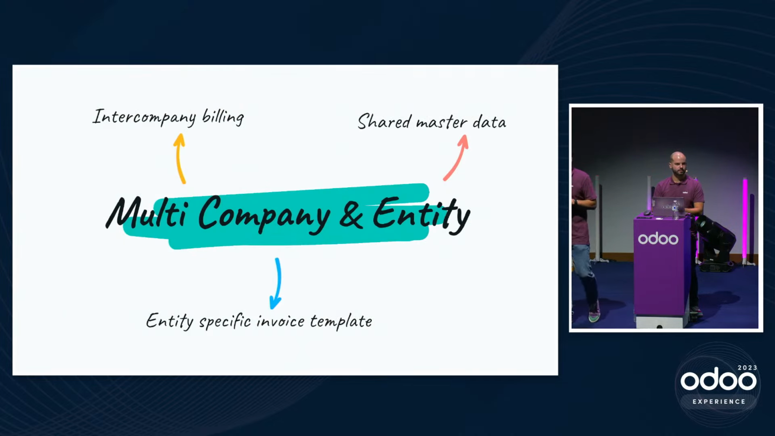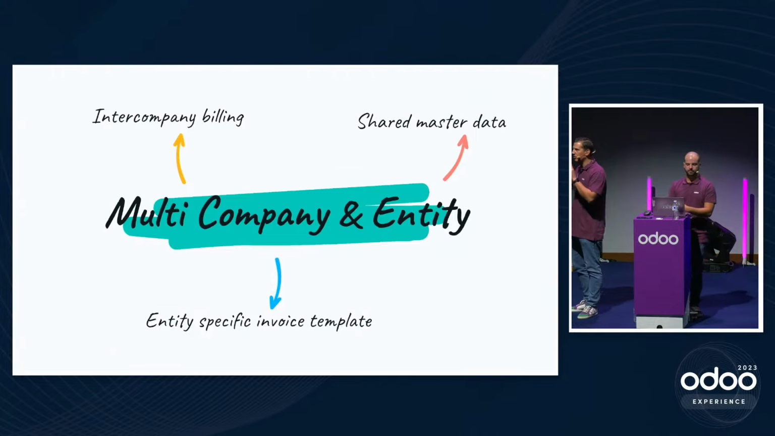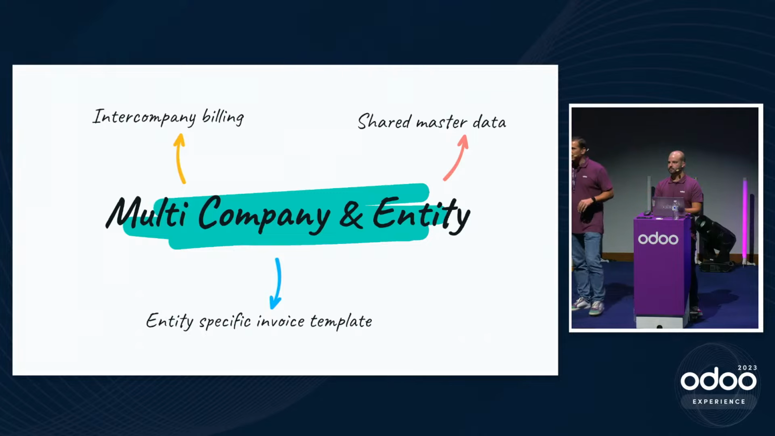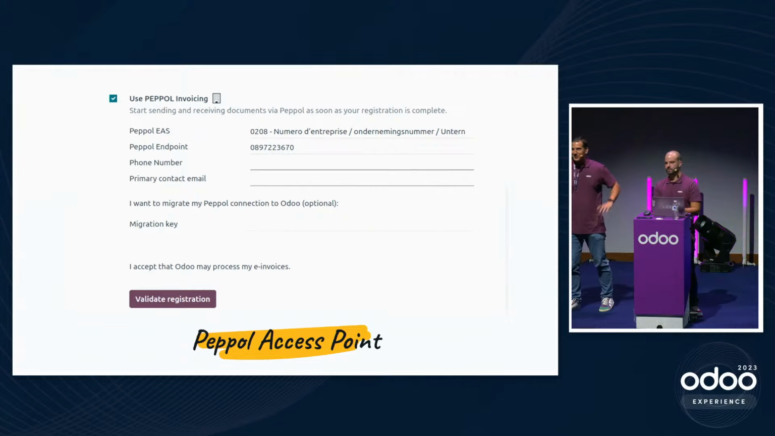So we've seen also that the sports store is a multi-company environment. Thanks to the multi-company feature, we can share a lot of master data between all the different companies. Intercompany billing is totally automated. And thanks to branch management, you can have different invoice layouts within the same legal entity. And last but not least, I already said it a few times today, but thanks to the fact that we're now an official PayPal access point, we can directly send all of these invoices over the platform completely free.